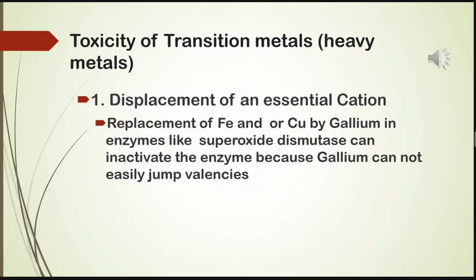Transition metals or heavy metals are toxic because of several factors. The first one is that they are able to displace an essential cation in an enzyme. An example of this is the replacement of iron or copper by gallium in enzymes like superoxide dismutase. This can inactivate the enzyme because gallium cannot easily jump valencies.